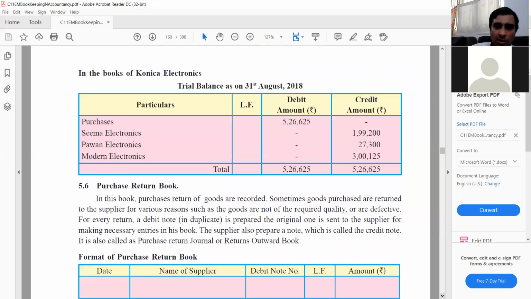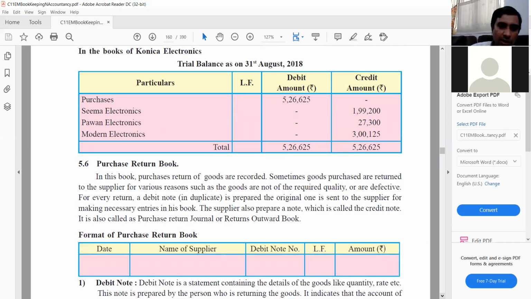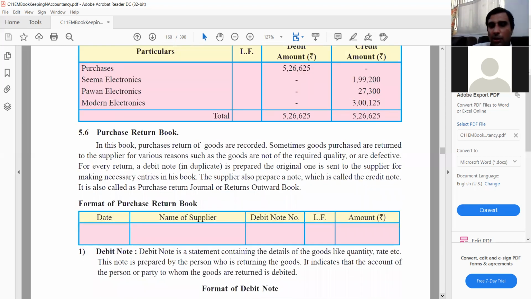Now we come to purchase return book. So return books are very, very simple. I've mentioned in the past as well. It is exactly the opposite. So when you have purchased goods and for some reason, either they are defective, or if you had a contract where you were allowed to return goods for any other reason, when you are returning the goods back to the person from whom you purchased them, they will be recorded in the purchase return book.